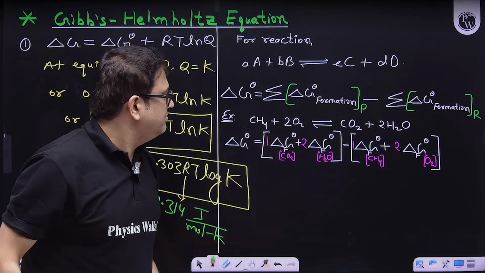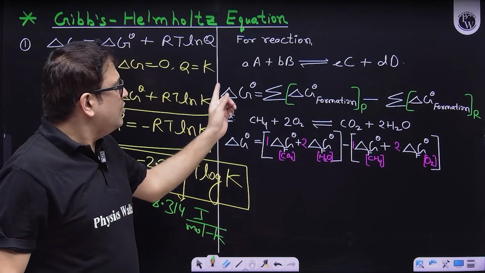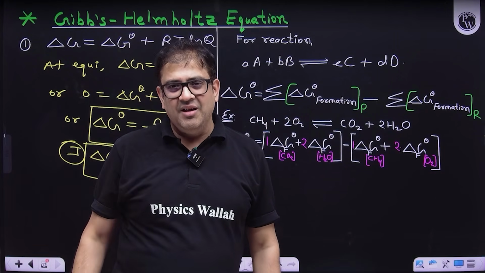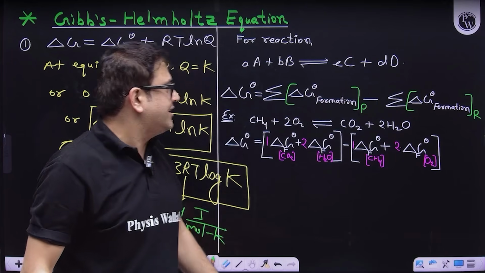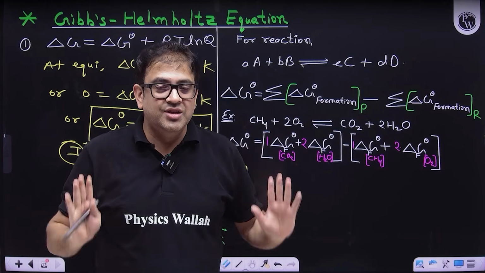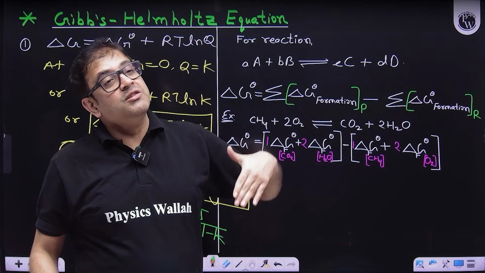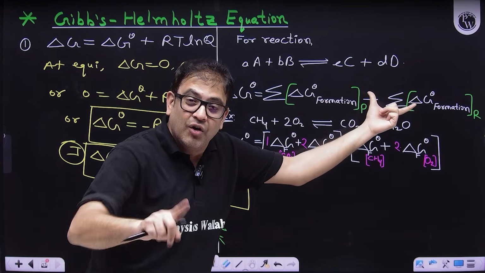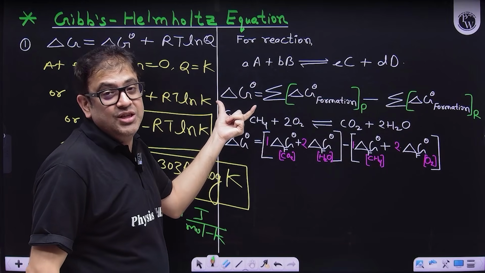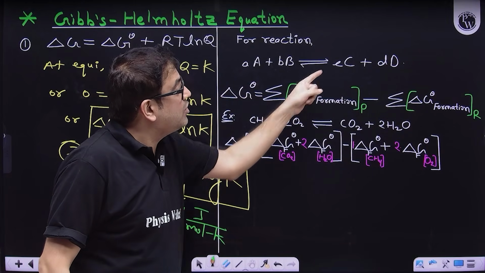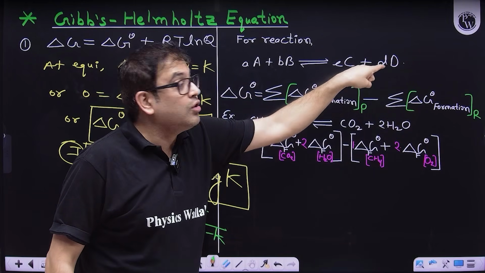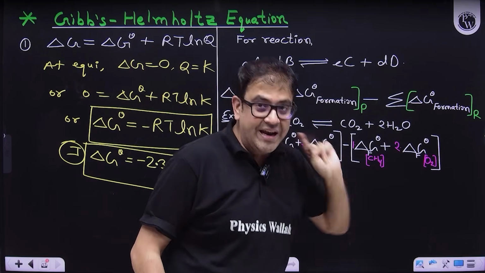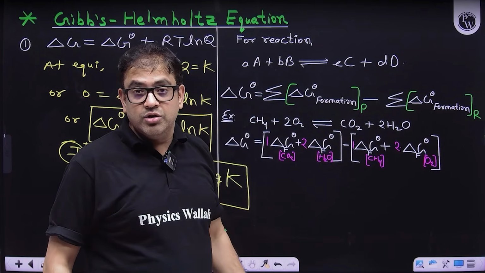Now, just a confirmation. You have a balanced reaction. Sometimes the question hides delta G, and how it furnishes delta G is like this. What is delta, sir? Change. What change? Final minus initial. For a reaction, what is final? Product. What is initial? Reactant. So delta G naught is nothing but the summation of delta G naught of formation of products minus delta G naught of formation of reactants.